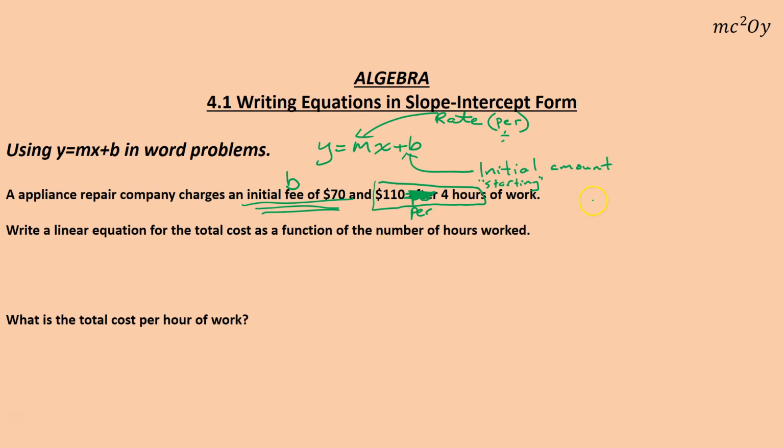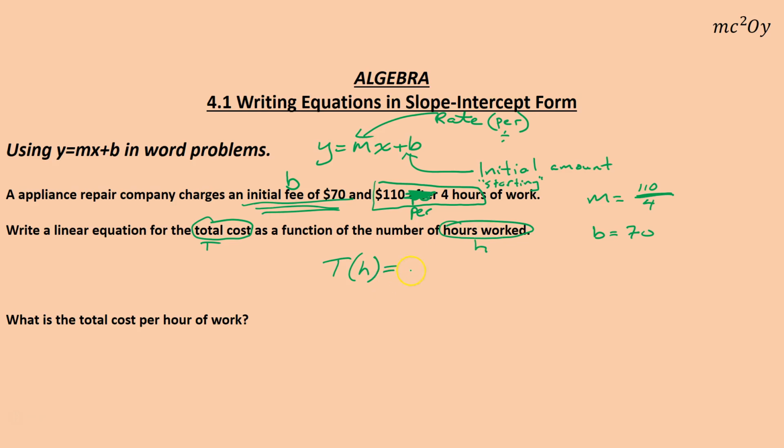So what I can say is, B is 70 and M is 110 per 4 hours. So $110 per 4, divided by 4. Now it says write a linear equation for the total cost as a function of the number of hours worked. Well, my total cost is going to be reliant upon the number of hours worked. So we're going to call total cost T, and we're going to call hours worked H.